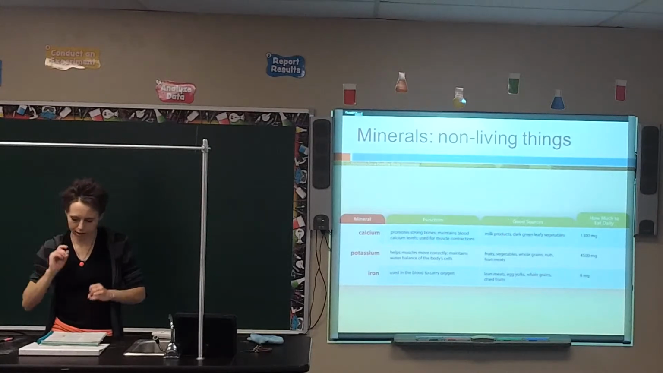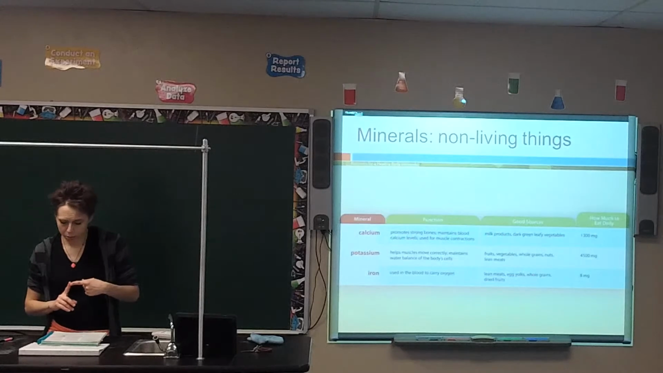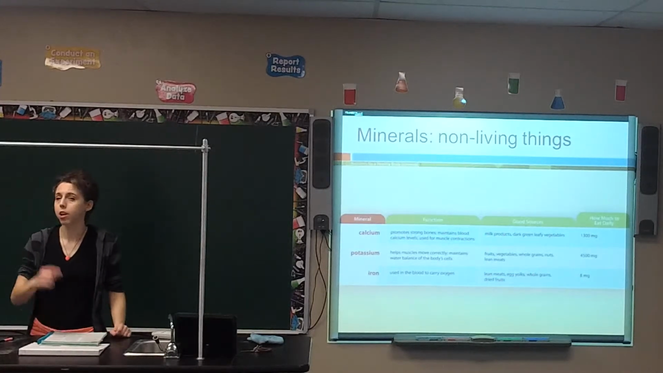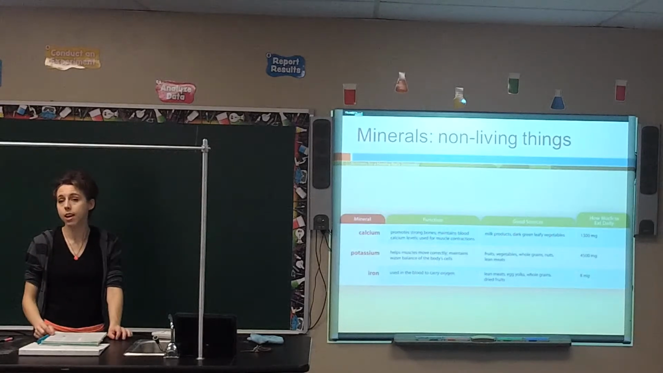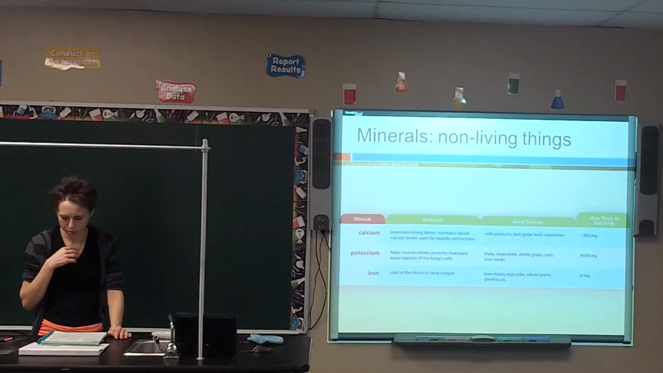Iron is a nutrient found in lean meats, egg yolks, whole grains, and dried fruits, and it enables the blood to carry oxygen in the body. We've already talked about that. What's that part of the red blood cells that carries the oxygen? It started with an H in the previous chapter. Hemoglobin, that's it. So iron helps out with the hemoglobin.